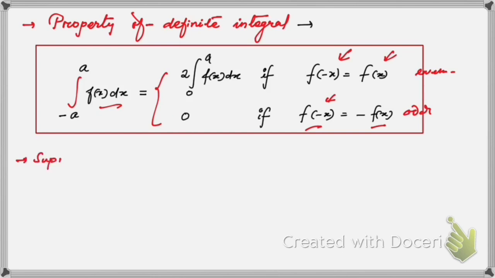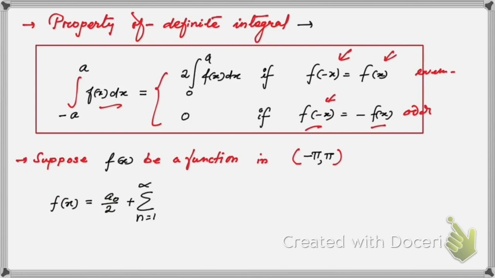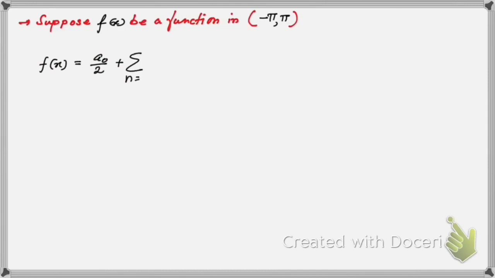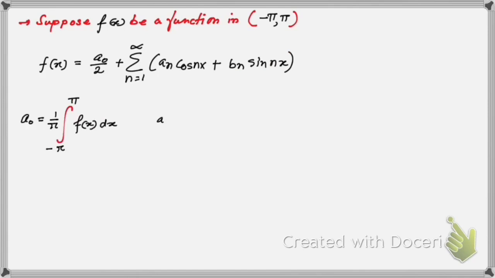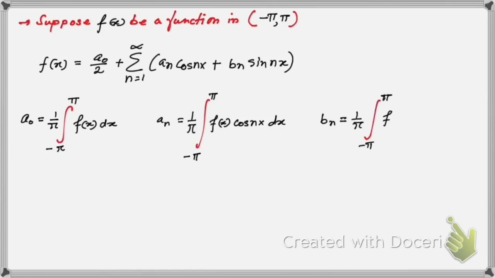So suppose we have a function f of x in this interval, and the corresponding Fourier series is given by this, right? Let me write this again. This is the function f of x in this interval, and its Fourier series can be written in this form. I hope you know these things. Now you see a naught is given by this integral from minus pi to plus pi, an is given by this integral of f of x cos nx dx, and bn is given by this integral, right?